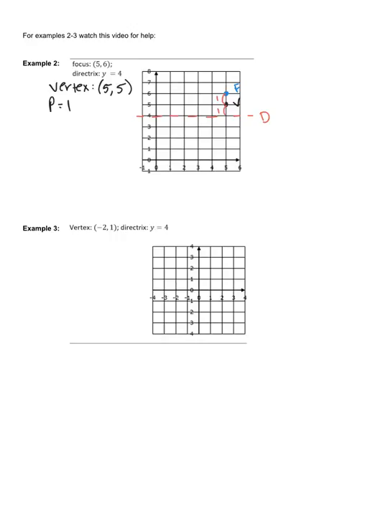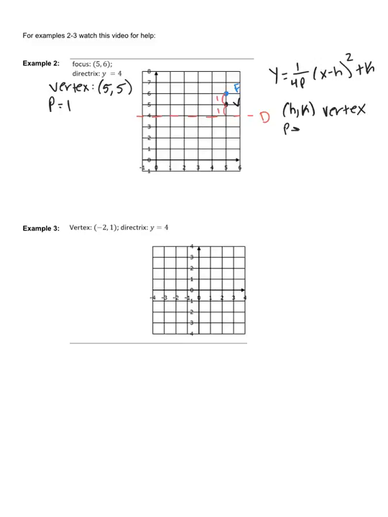The equation that you're going to use, and you're going to use this from here on out for your practice assignment as well, looks like this. y equals 1 over 4p times (x minus h) squared plus k. And I'm just going to substitute what I know. Remember that h and k represent your vertex.